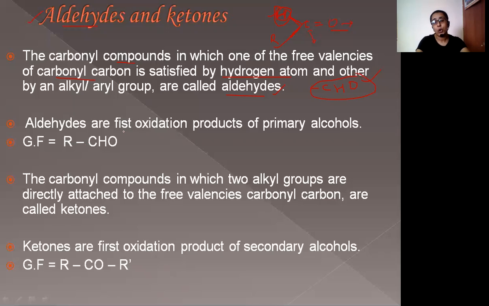So aldehydes are also known as the first oxidation product of primary alcohols. Okay, it is the first oxidation product of primary alcohol. Now the general formula for aldehyde is RCHO, right? Where one valency is satisfied by alkyl group and one valency of carbonyl carbon is satisfied by hydrogen. Then what is the functional group? This is the functional group. Okay, CHO. This is known as aldehydic group.